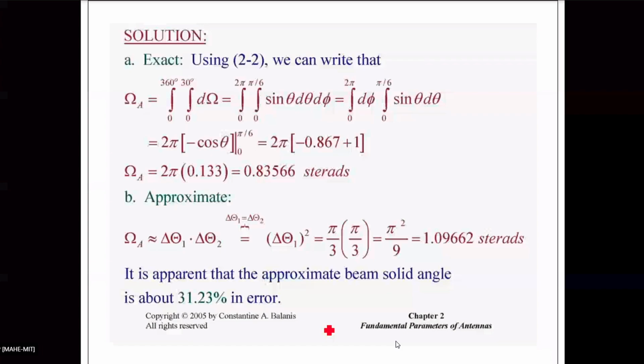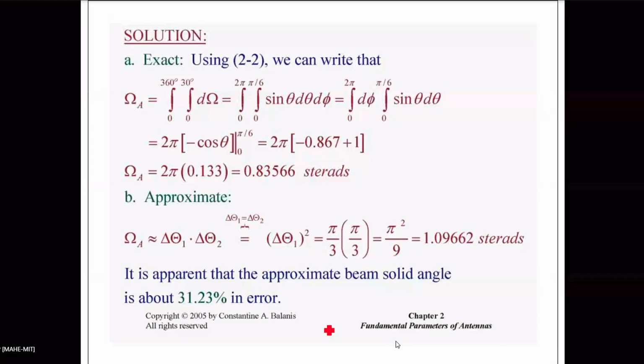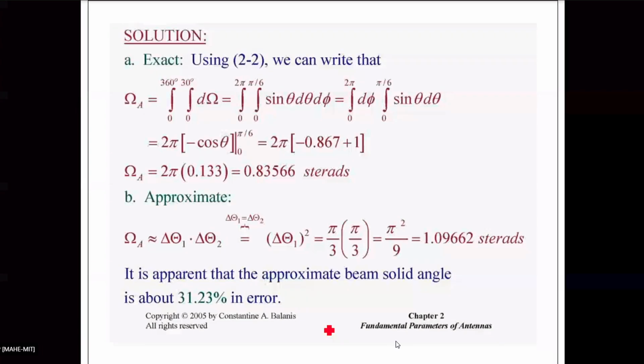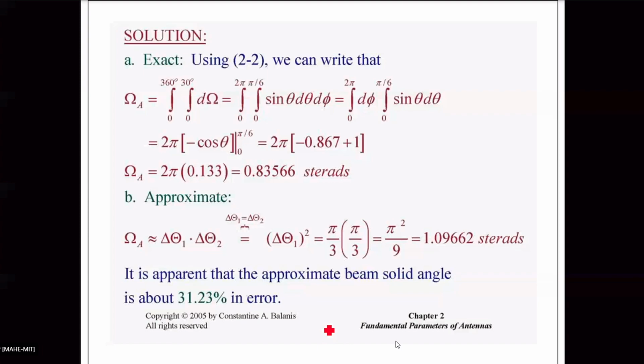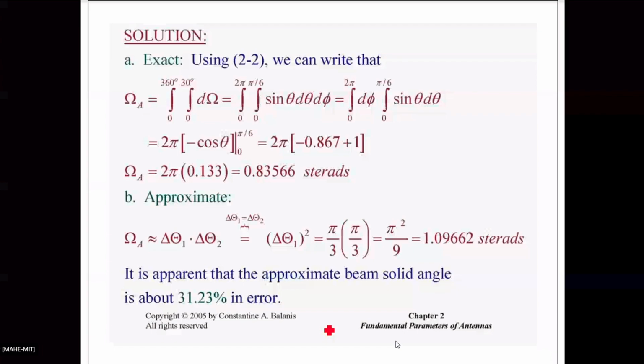So there is a lot of error between the exact and approximate method. Yes, there is a lot of error, I know. But this is what has been accepted, taken as an approximate method. Okay, sir. Any doubt? Any other doubts?